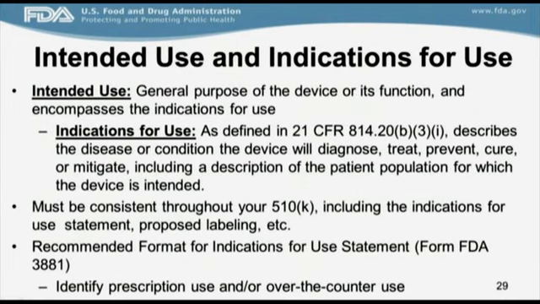The intended use is the general purpose of the device or its function and encompasses the indications for use. So the intended use is the broad term, and indications for use is encompassed within the intended use. The indications for use actually goes into more detail and describes the disease or condition the device will diagnose, treat, prevent, cure, or mitigate, including a description of the patient population for which the device is intended. You want to make sure that your intended use and indications for use is consistent throughout your 510K. Make sure that they're both the same in your indications for use statement, your proposed labeling, your instructions for use, etc.